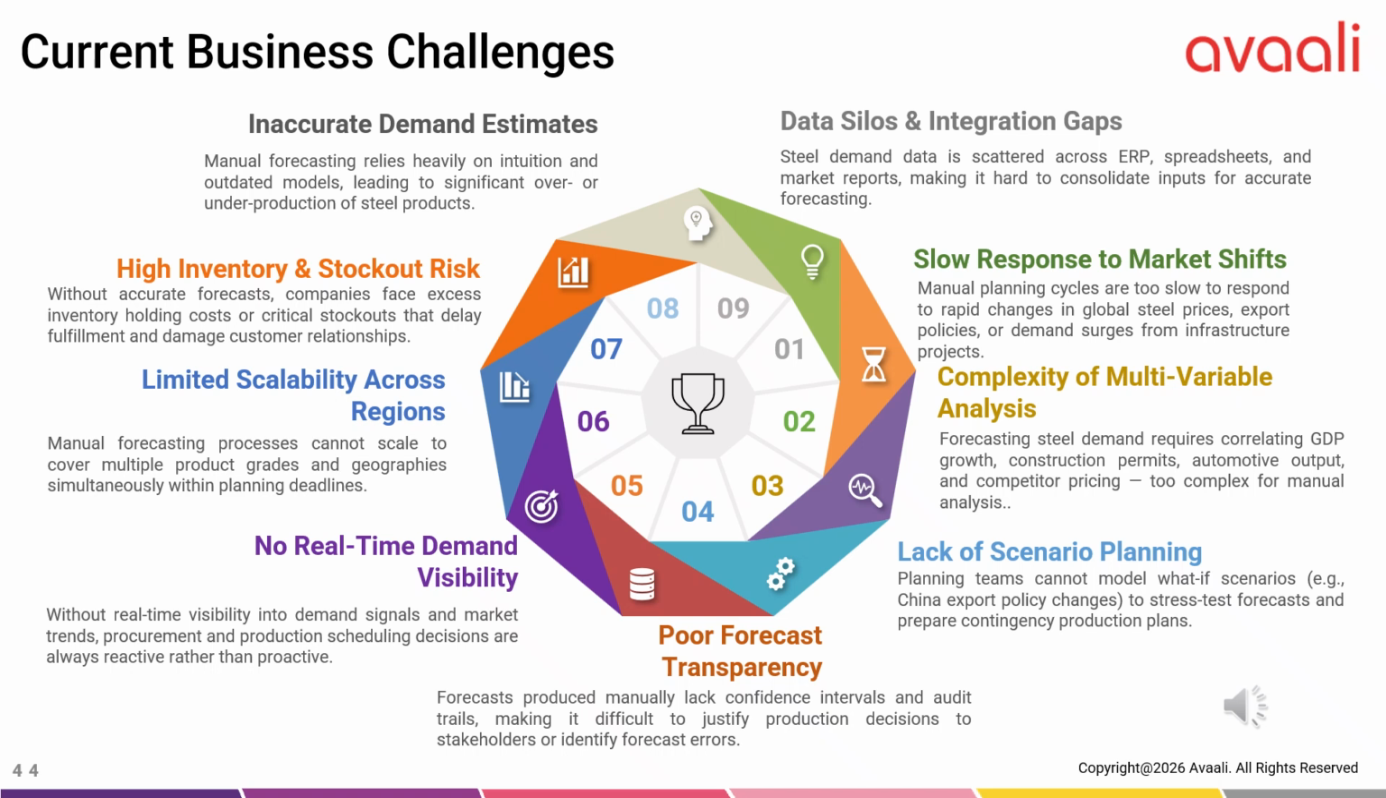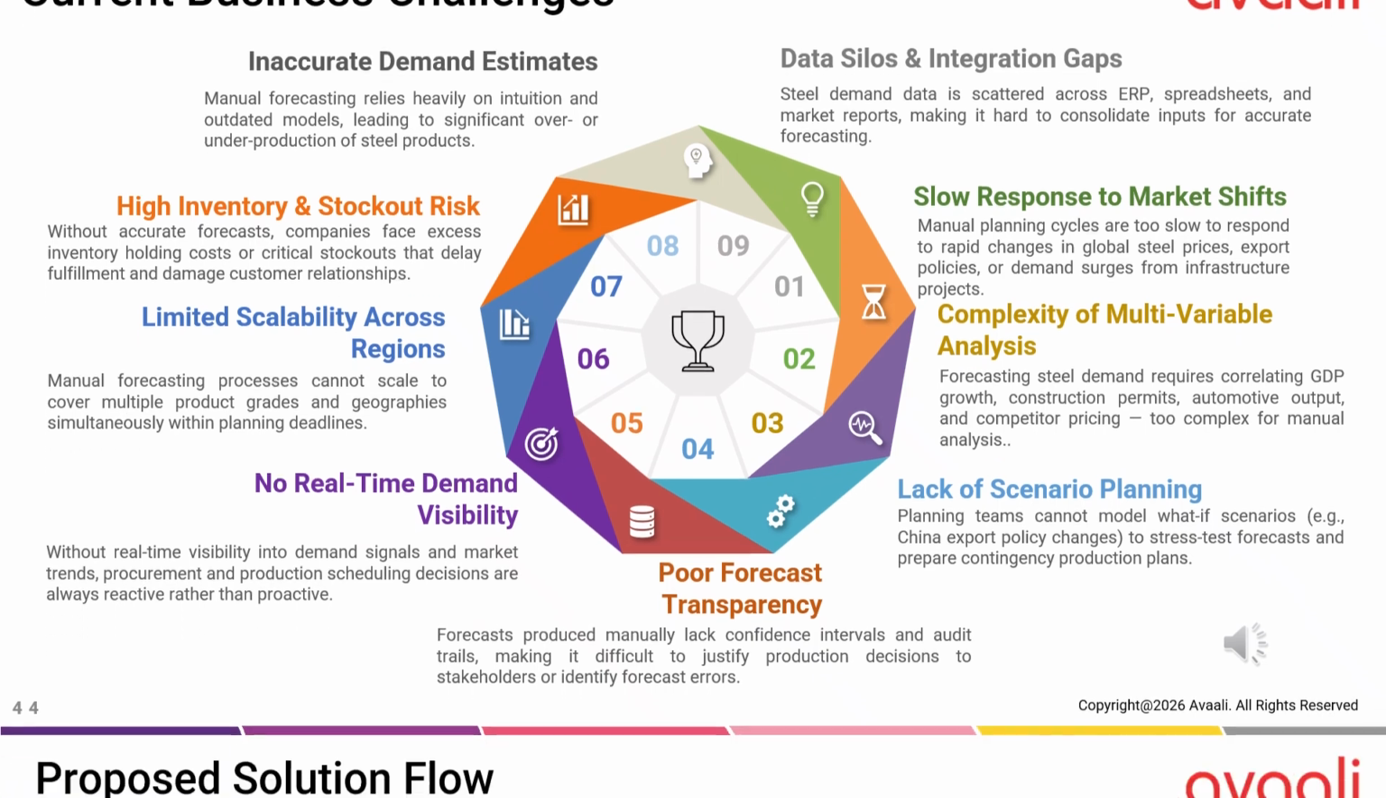Slow response to market changes. Manual planning is too slow to react to sudden changes like steel price fluctuations, export rules, or new infrastructure projects. Complexity of multivariable analysis. Steel demand depends on many factors such as GDP growth, construction activity, automobile production, and competitor prices, which are too complex to analyze.